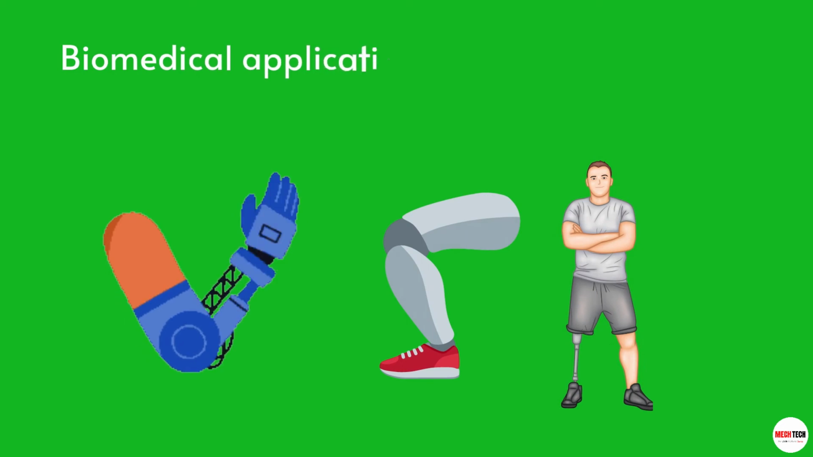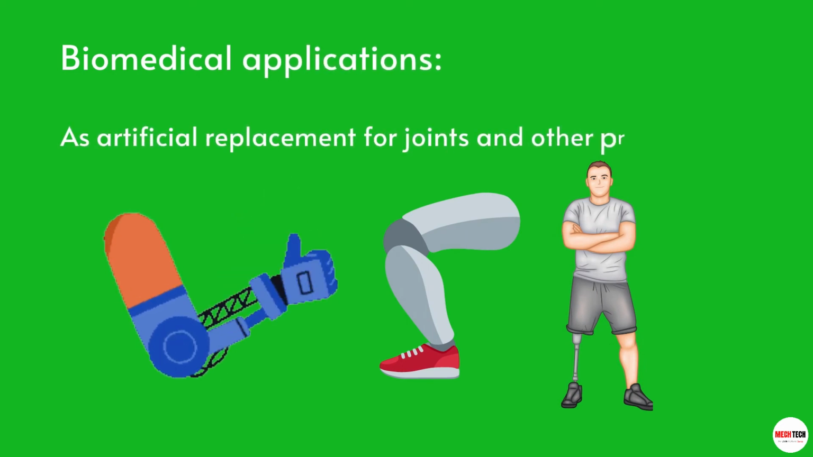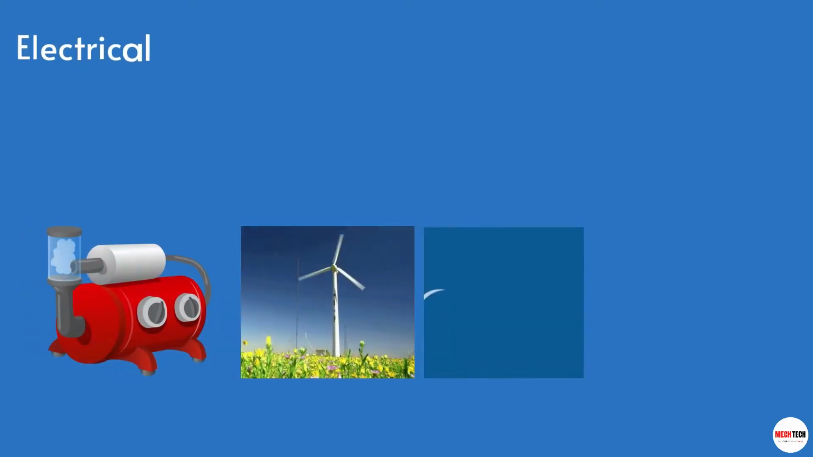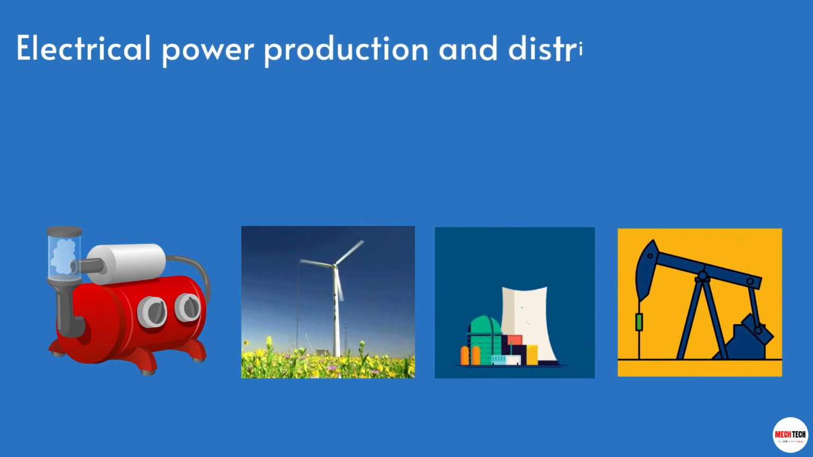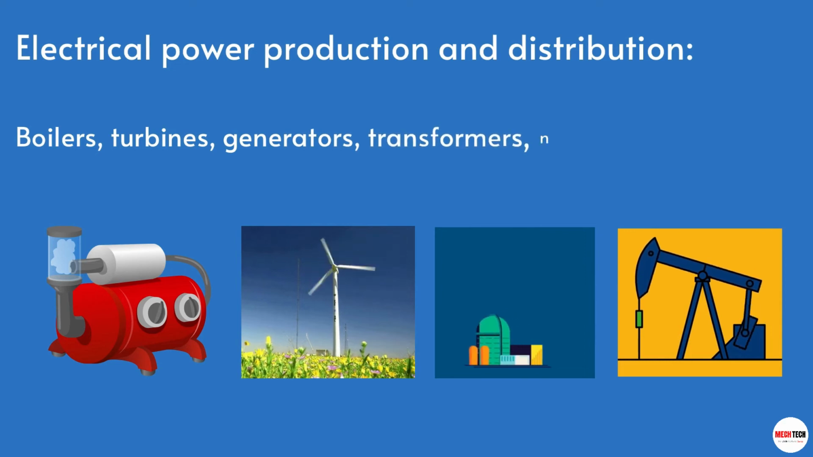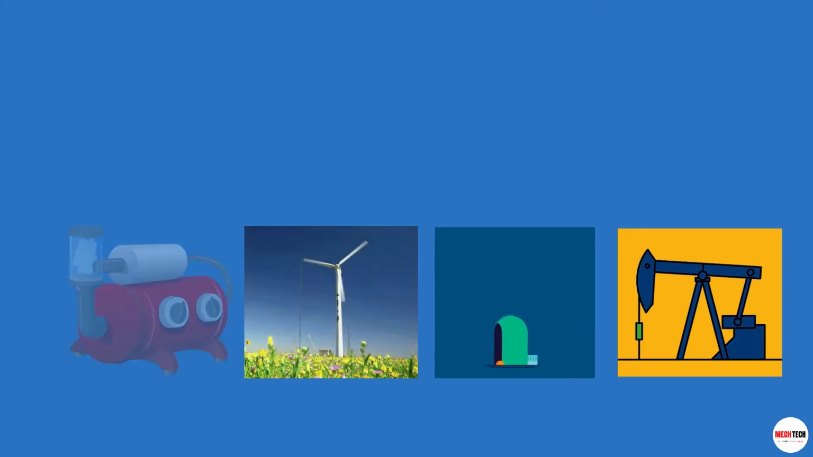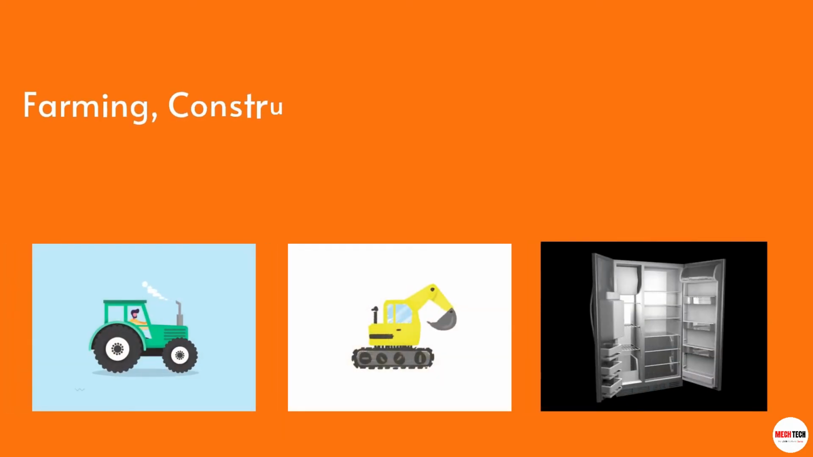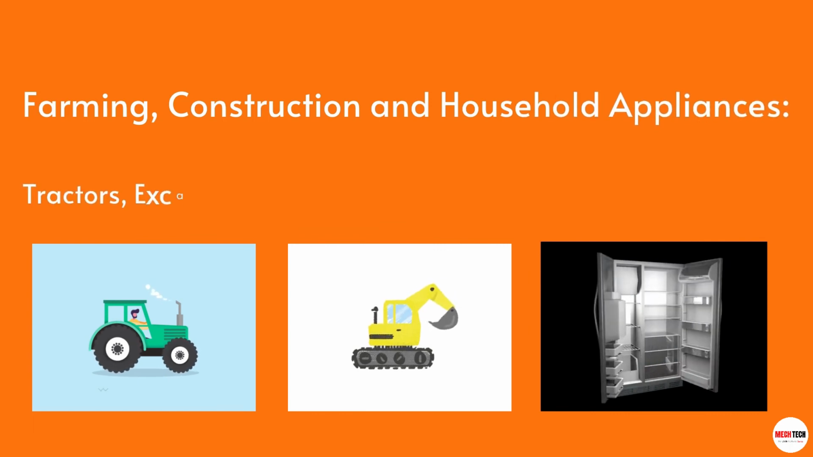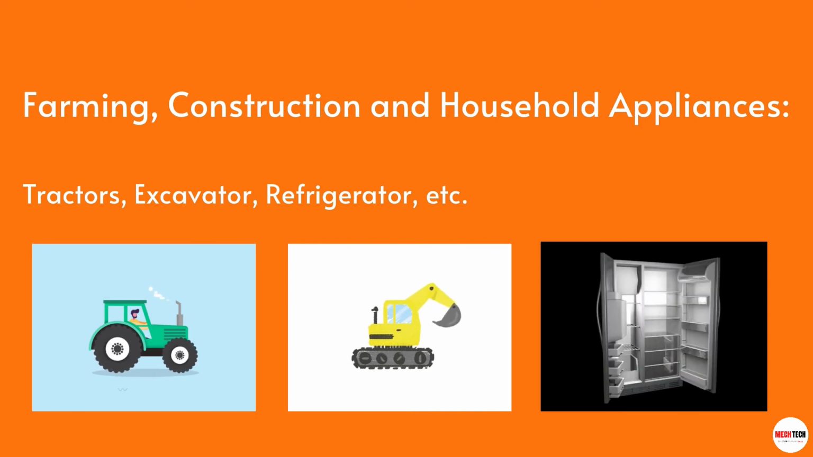Biomedical applications. As artificial replacement for joints and other prostheses. Electrical power production and distribution: boilers, turbines, generators, transformers, nuclear reactors, oil wells. Farming, construction, and household appliances: tractors, excavator, refrigerator, etc.